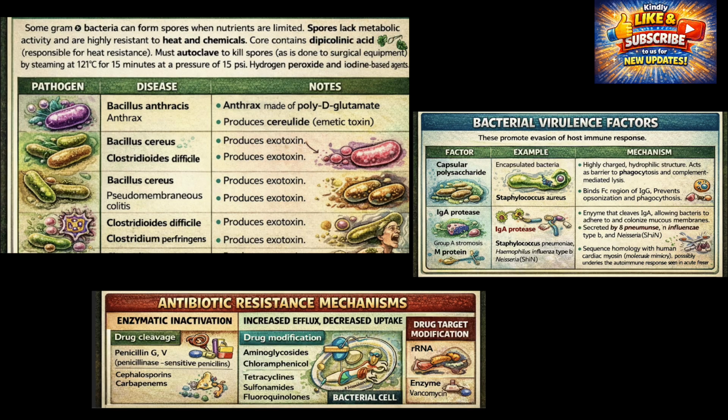Enzymatic alteration of metabolic pathways is a key resistance mechanism for sulfonamides. Bacteria may mutate dihydropteroate synthase or acquire an alternative enzyme with reduced affinity for the drug, allowing folate synthesis to continue despite therapy. This is often tested in urinary tract or gastrointestinal infection vignettes where sulfonamides initially worked but later failed.